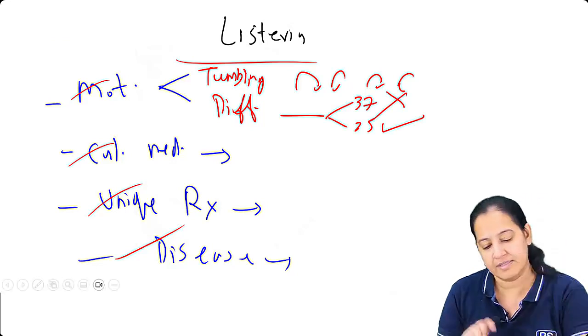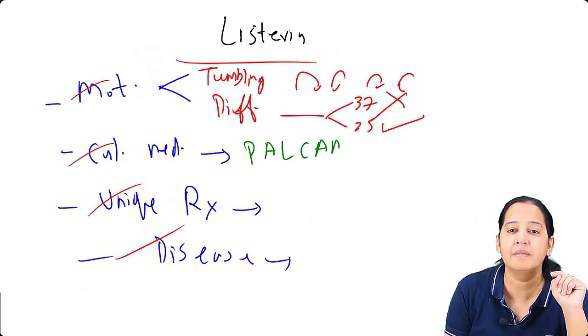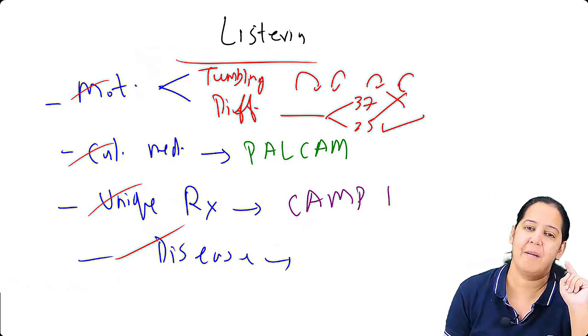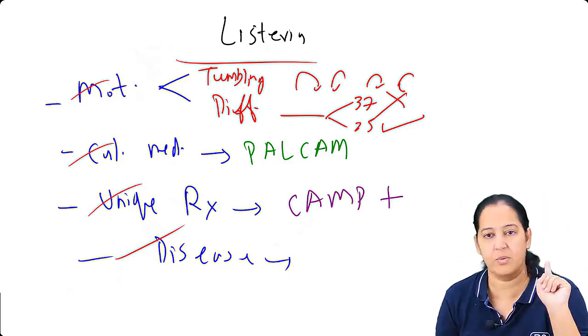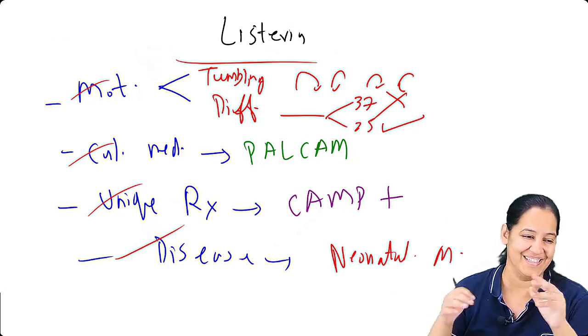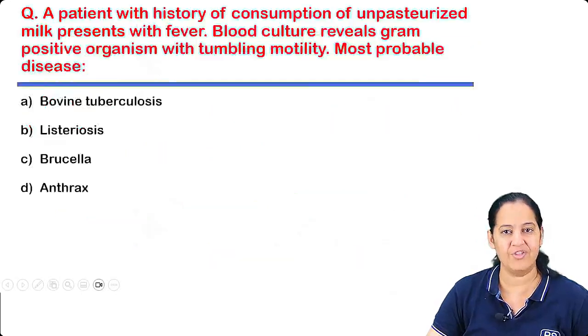Selective media is PALCAM. Unique reaction, it's CAMP positive. And disease, it causes only one disease, neonatal meningitis. So with Listeria you get only these questions. Now read the question and tell me the answer.